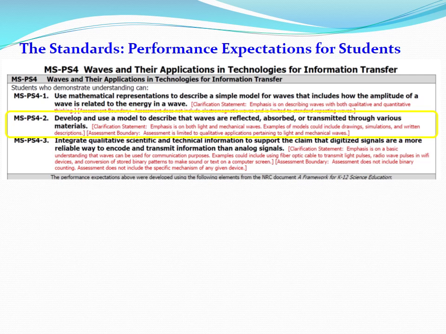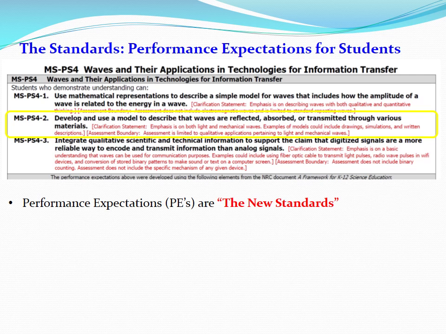Now in this case, the -2 simply states that this is the second of the performance expectations in this disciplinary core idea. So we have all of the performance expectations within disciplinary core idea 4, and there are 3 of them, 1, 2, and 3. That's what those numbers and letters mean.